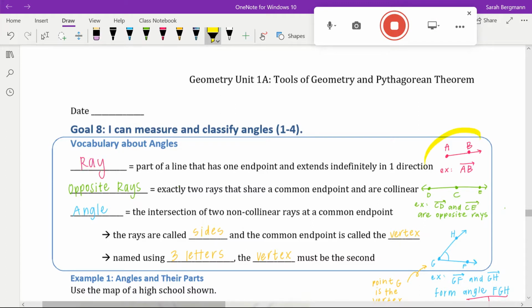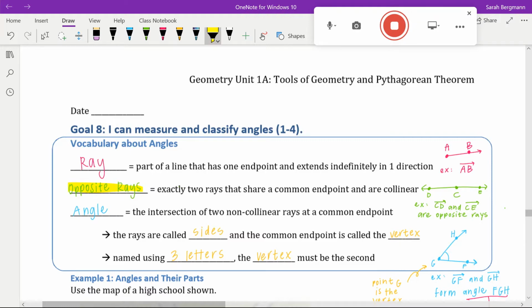For example, this point A extends indefinitely towards point B and goes beyond that, and it would be called ray AB. Make sure your arrow goes in the forward direction. You have to start with the endpoint when you're naming it. So you cannot call this ray BA. That would be incorrect.